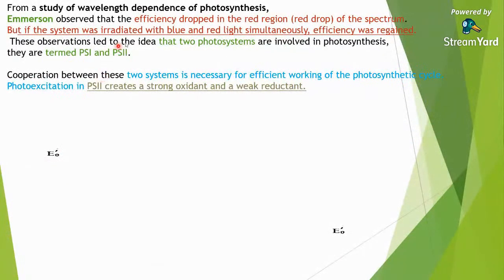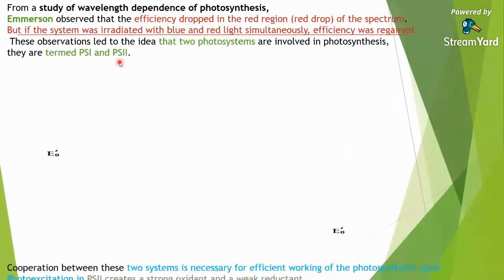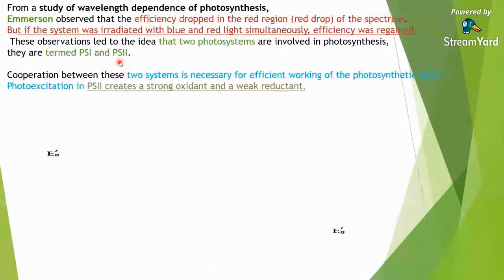So Emerson observed that efficiency dropped in the red region, but if the system was irradiated with blue and red light together, then the efficiency was regained. As the efficiency was regained on absorption of blue and red light, it confirms that there are two photosystems, which can be termed PS1 and PS2. A cooperation between these two systems is necessary for efficient working of the photosynthetic cycle.